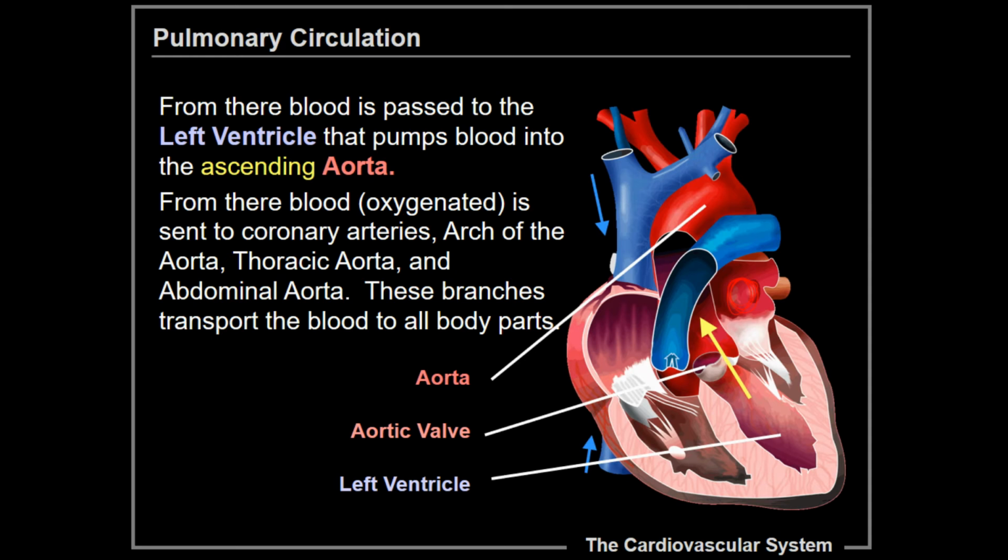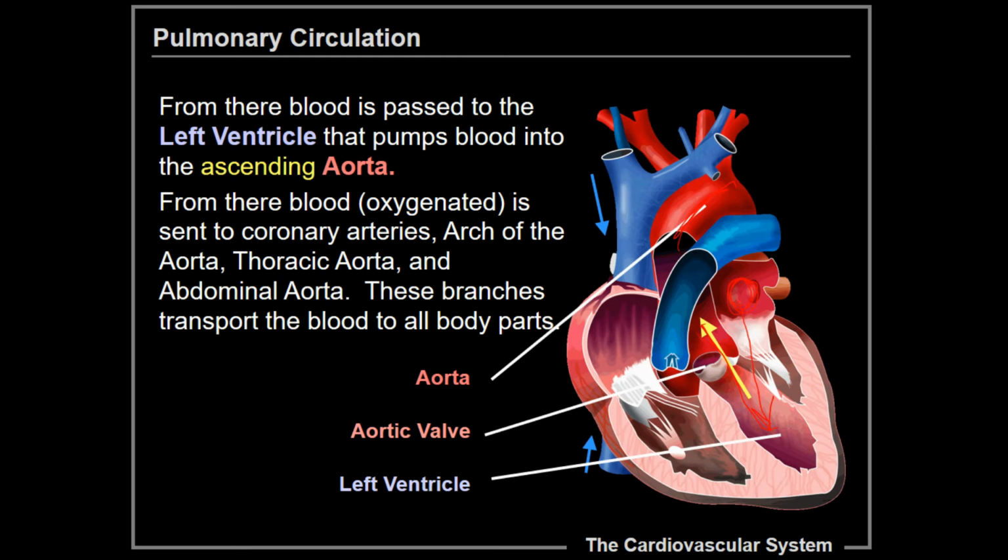The left atrium will contract and send blood down here through the bicuspid valve into the left ventricle. And then the left ventricle will contract and send blood up and out the aorta right here. And the aorta is the largest artery in the body. Blood can go anywhere it wants from the aorta. It all depends on where it is headed.